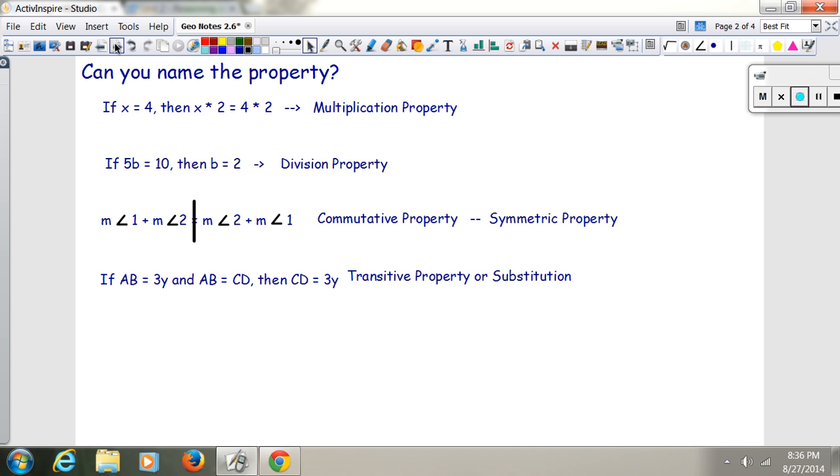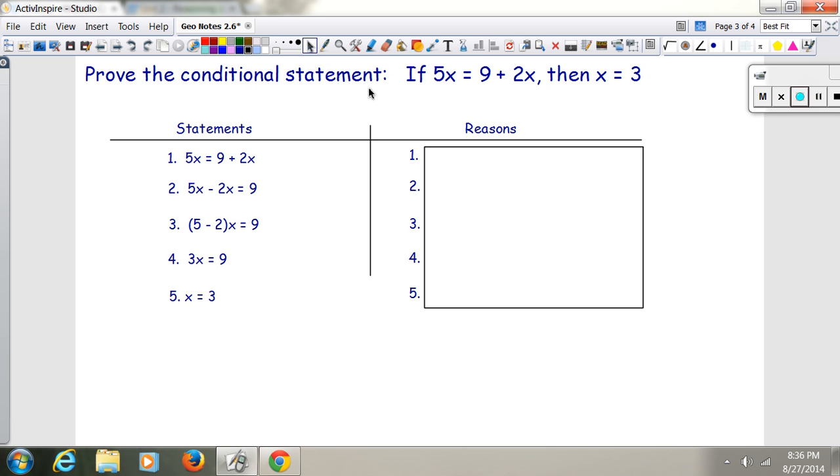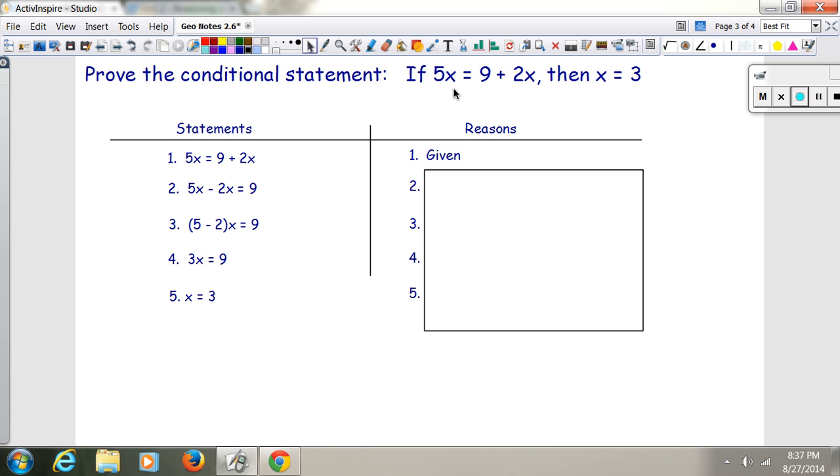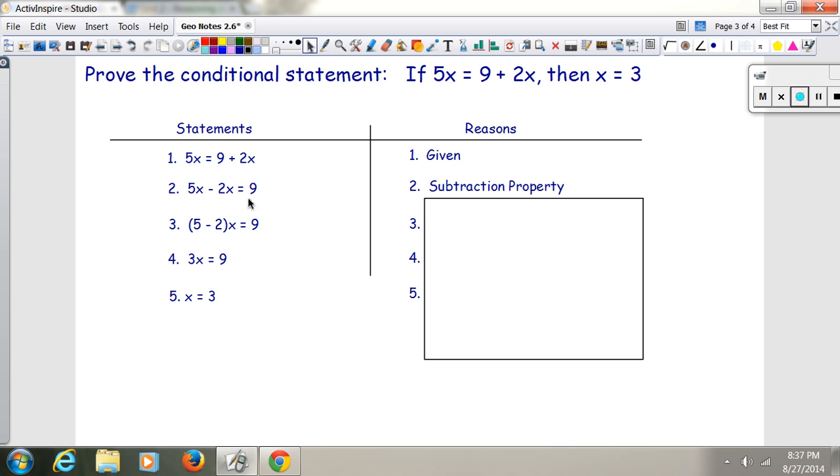Let's move on. Prove the conditional statement. Here's an algebra problem that we would use a proof for. You probably did something similar to this in Algebra 1, where sometimes the teacher would make you write down the steps on what you did. So in this statement we had our given, because that's what was given to us. It's a problem. Then what they did next was they subtracted 2x on both sides.